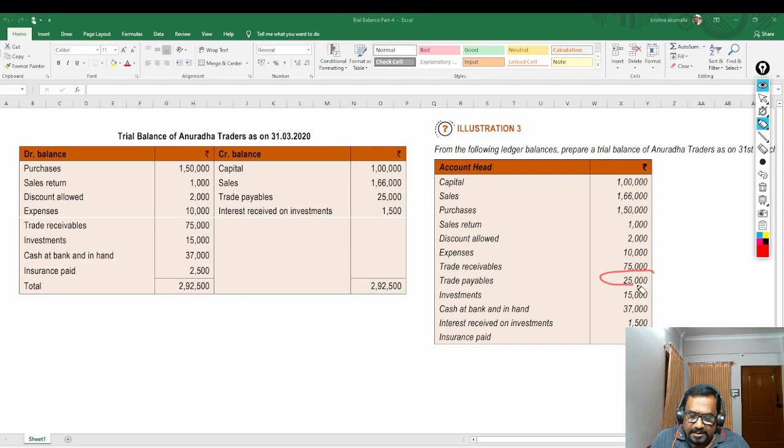trade payables 25,000. Payable is a liability. All liabilities are credit balances. So payables we show credit side of the trial balance. This is credit side and this is debit side. See debit balance and the credit balance. So trade payables is a credit balance.